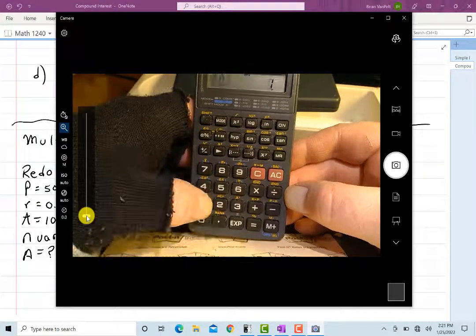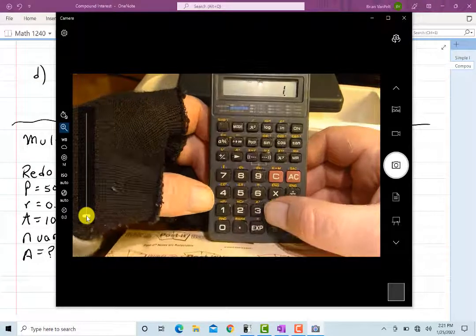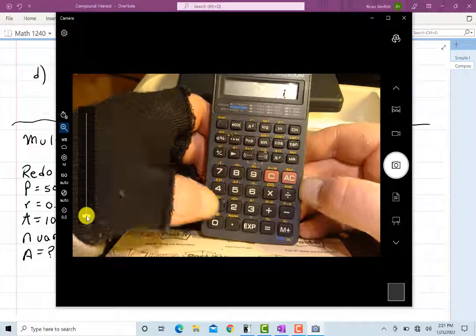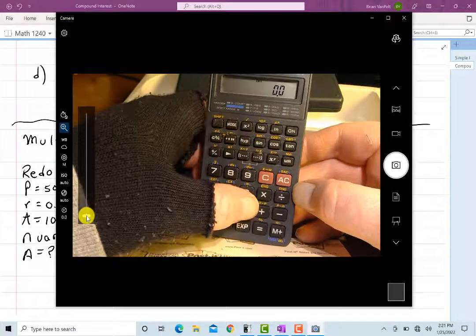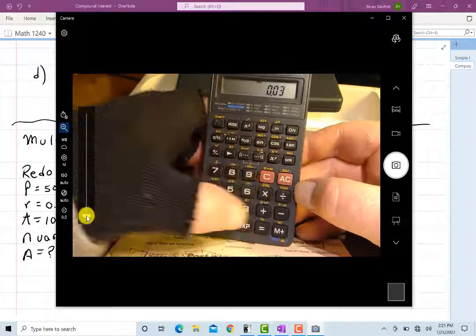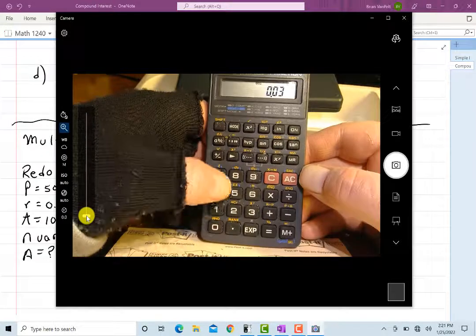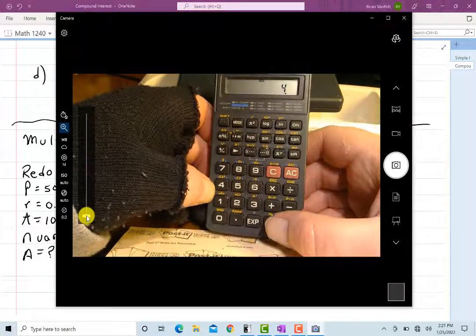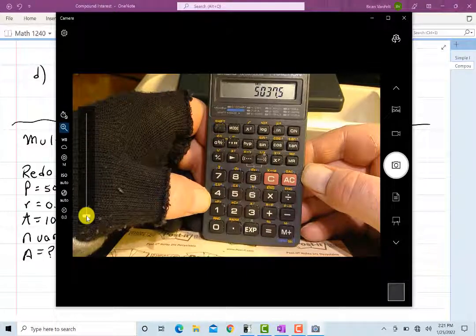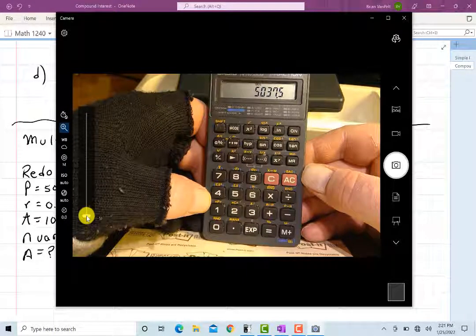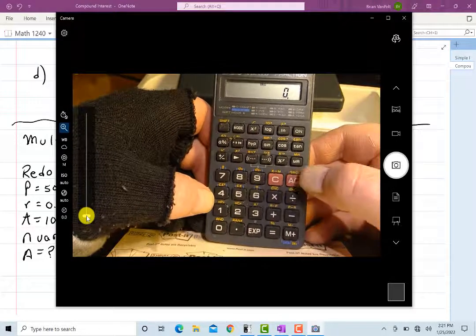Now, inside the parenthesis, I'm going to do 1 plus 0.03 divided by 4. And then when I hit equals, I'm not exactly sure what that is. Let's try again.